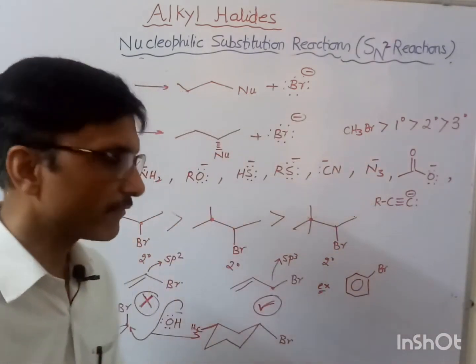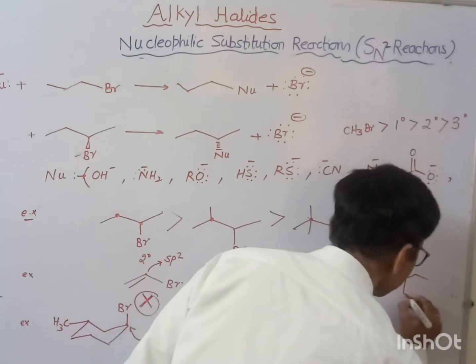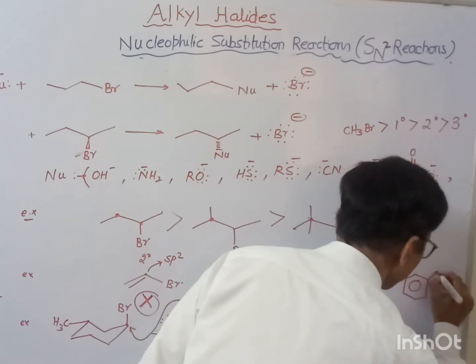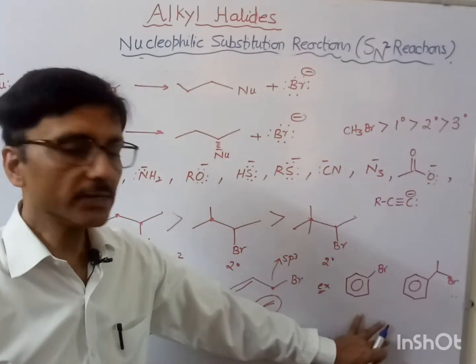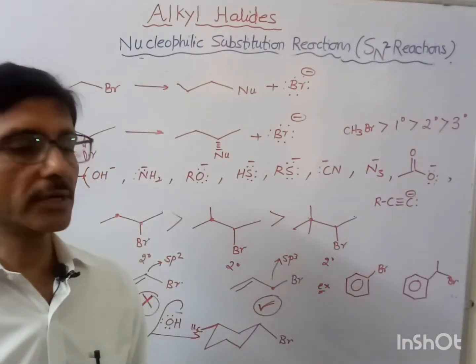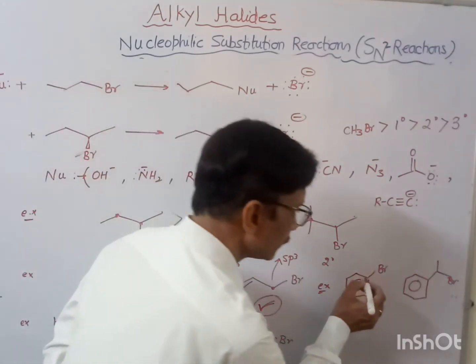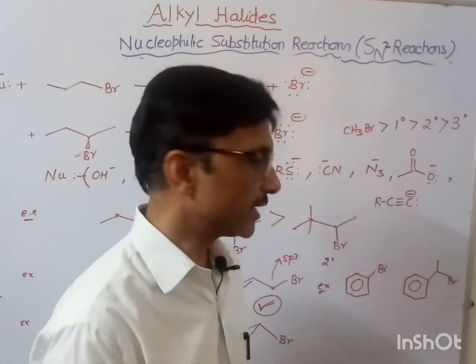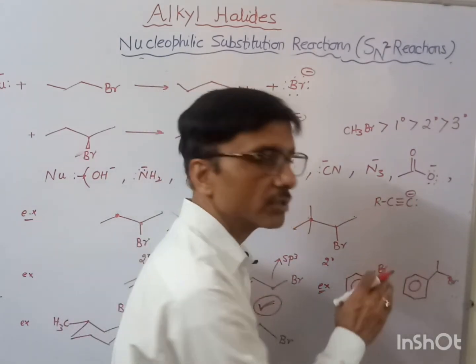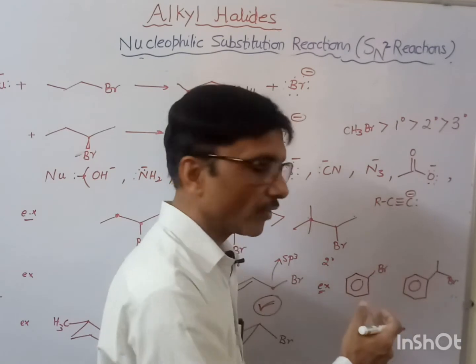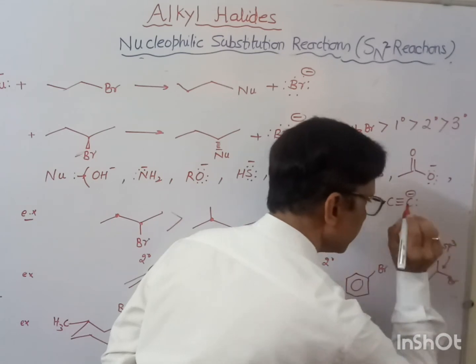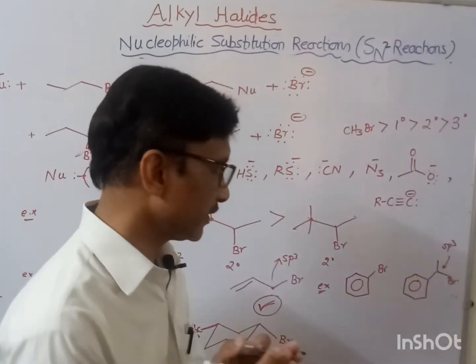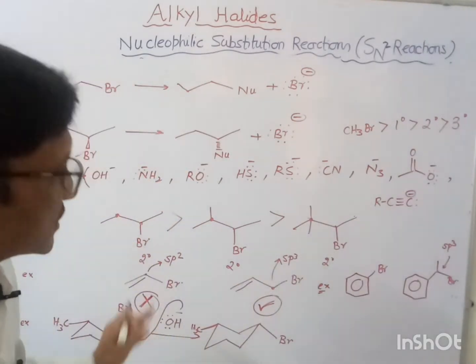In the same way, suppose I am having an aryl bromide, and this bromine is not directly attached to this benzene. Suppose the bromine is present at this carbon. So which one can undergo the nucleophilic substitution reaction? If you see, this carbon center is sp2 hybridized, so the bromine cannot be substituted by any nucleophile. Whereas this carbon center is sp3 hybridized, so the bromine can be substituted by any nucleophile. So these are some of the examples.